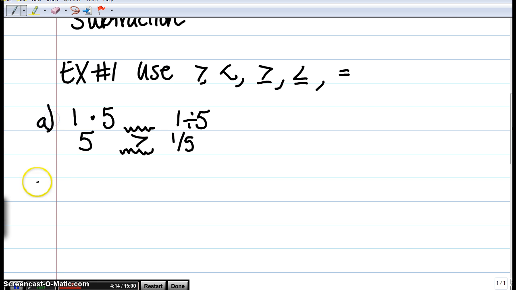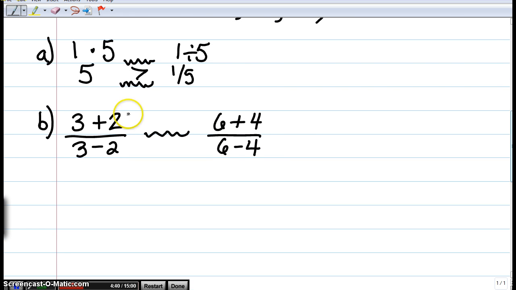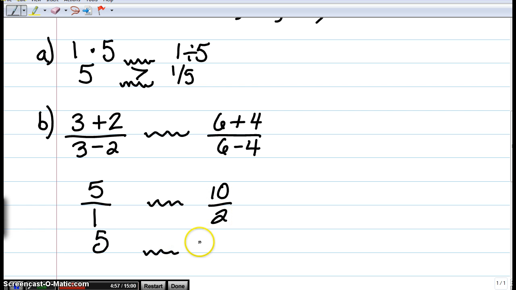We'll make this A. Let's do a part B. What if I gave you 3 plus 2 over 3 minus 2, 6 plus 4 over 6 minus 4. Now these ones have fraction bars, so you want to make sure you do what's on top first. So you would have 5 on top, 3 minus 2 is 1, 6 plus 4 is 10, 6 minus 4 is 2, so you know that you have 5, and 10 divided by 2 is 5, so you know that these are equal to. And this would be the sign that you're looking for.